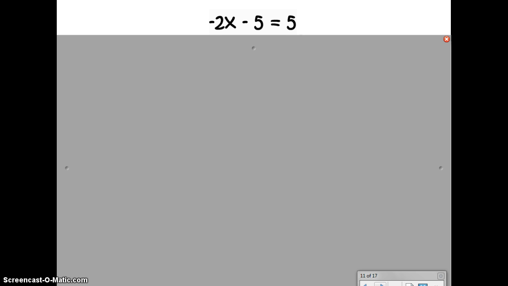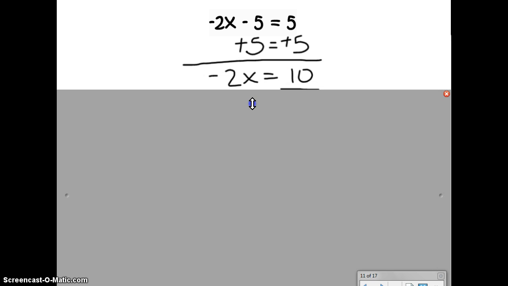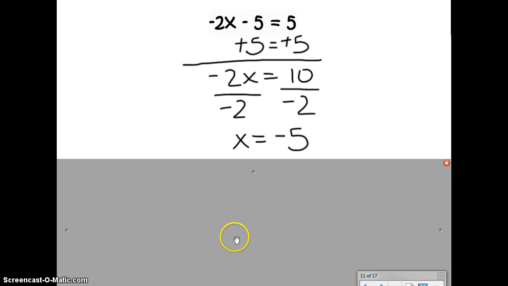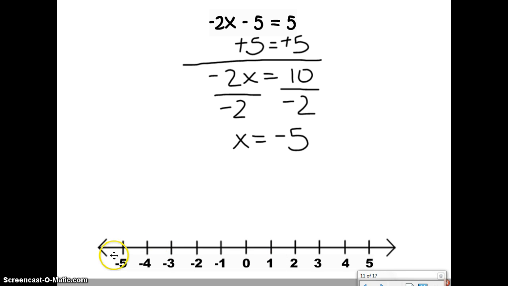Example, negative 2x minus 5 equals 5. Our first job is to add 5 to both sides. Negative 2x is equal to 10. The opposite of this multiplication is division. So I'm going to divide by negative 2 on both sides. Negative 2x divided by negative 2 is a positive x. Positive 10 divided by negative 2 is a negative 5. We can put a dot at negative 5 because it is the one solution that makes the equation true.